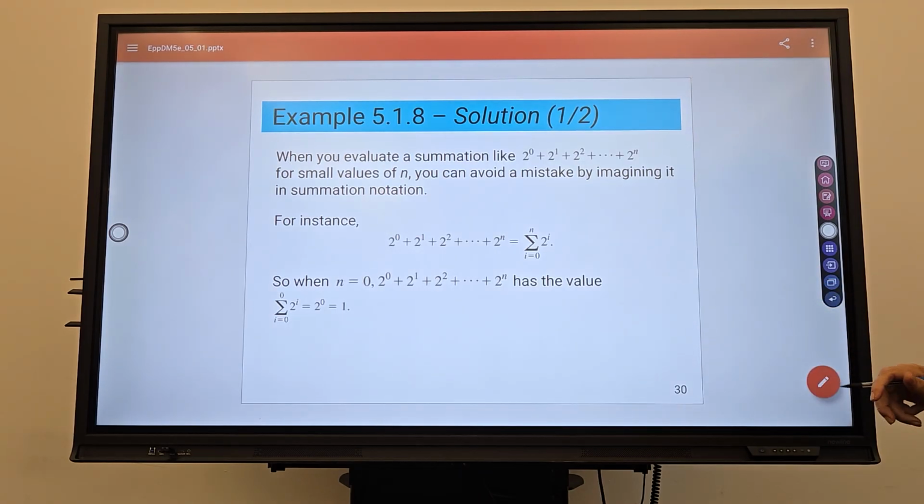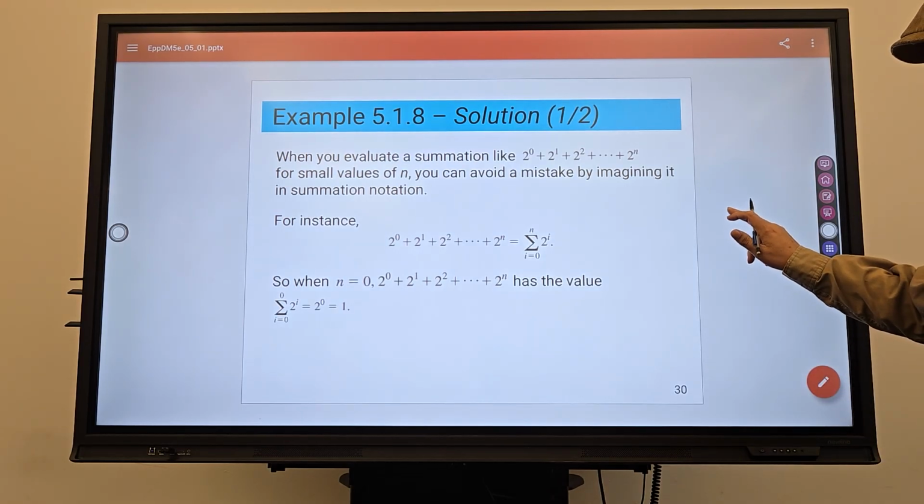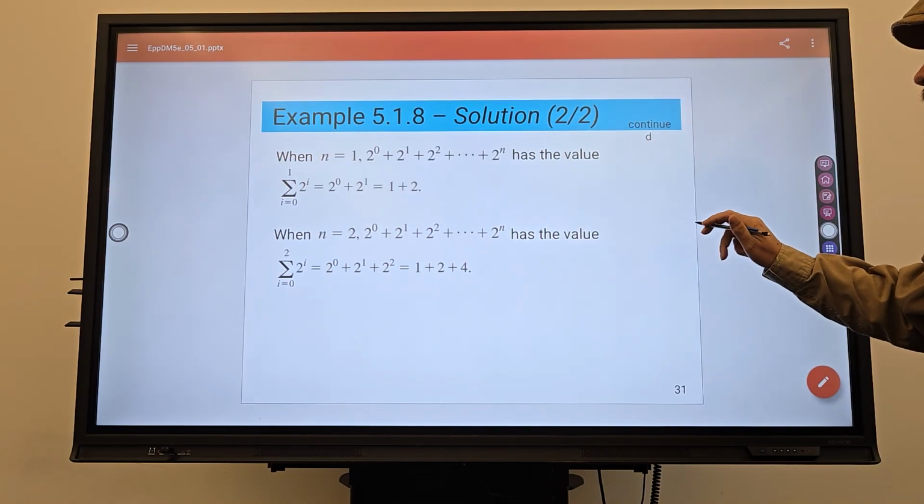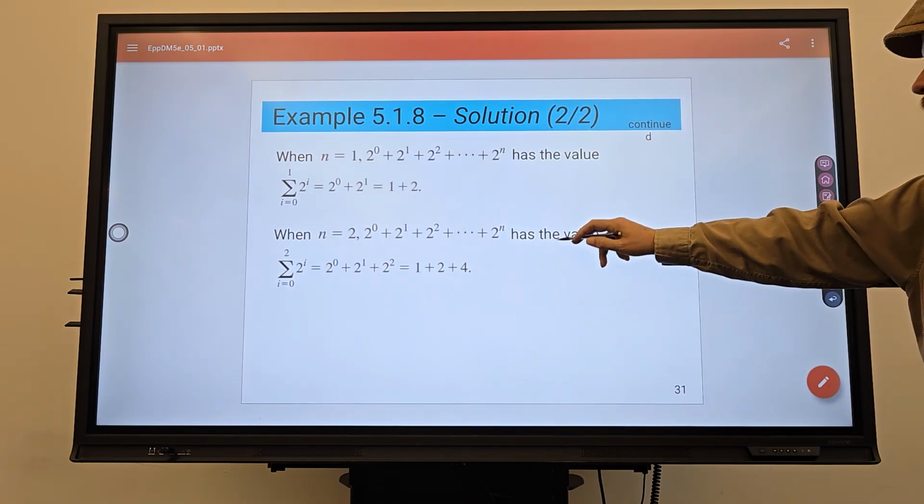So when you evaluate a summation like this for small values of n, you can avoid mistakes by imagining it in summation notation. When n equals 0, it equals 1, then 3, and 7.